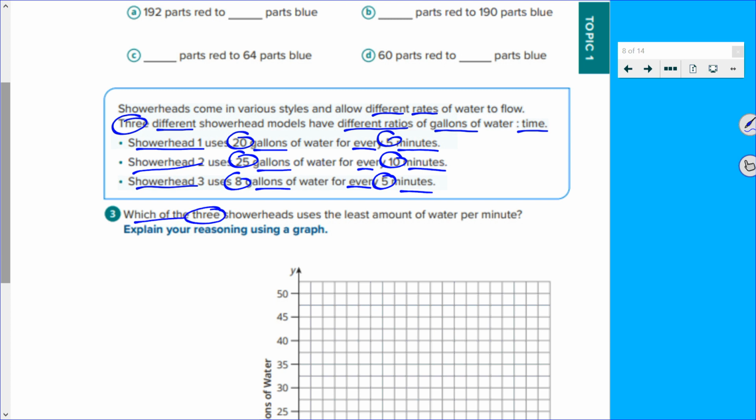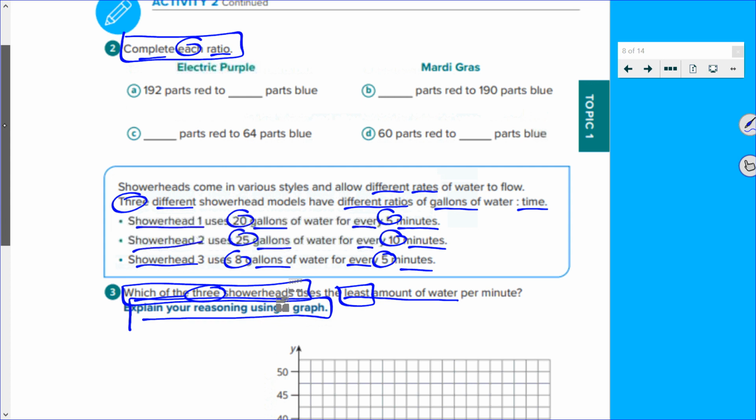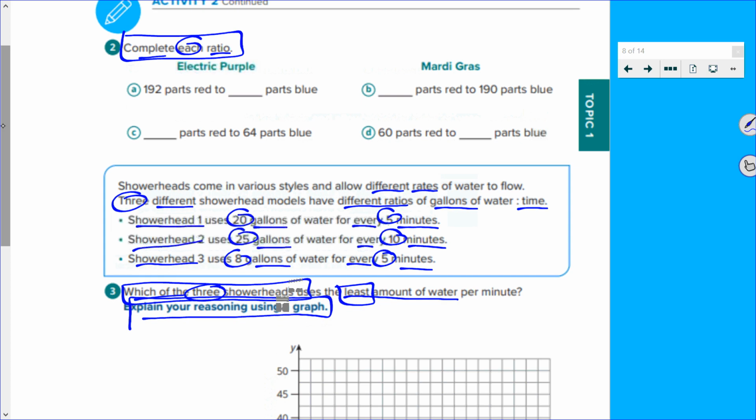Which of the 3 showerheads uses the least amount of water per minute? Explain your reasoning using a graph. And that's really the big one. Okay? So, what all do I need to do? Finish off these ratios. I'll give you a hint. If you start with the basics from the other page, that'll make that one easy.